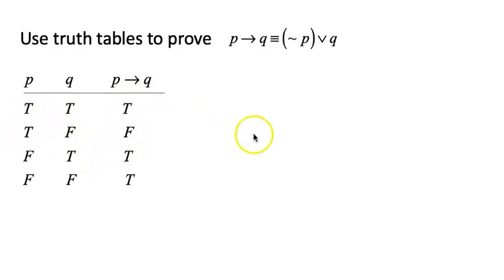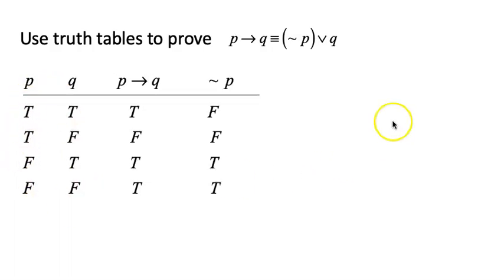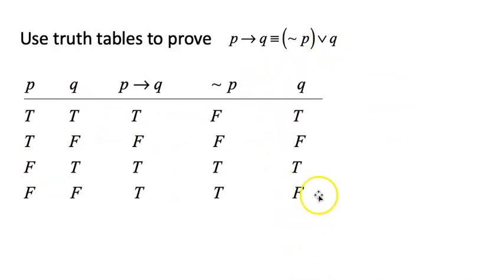Now, we also want to construct a truth table for not P or Q. So we need a not P column. P is T, T, F, F, not P, F, F, T, T. Let me go ahead and copy down the Q column, T, F, T, F next to it just so we can see it. We want to go or. So when is or true? When one or the other or both are true.